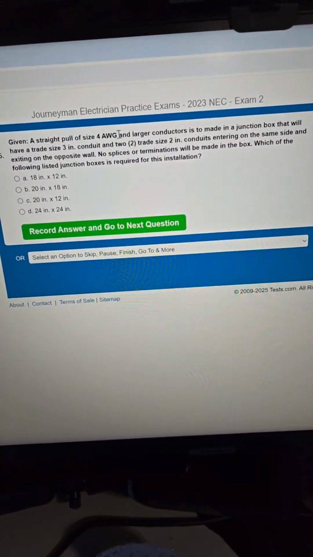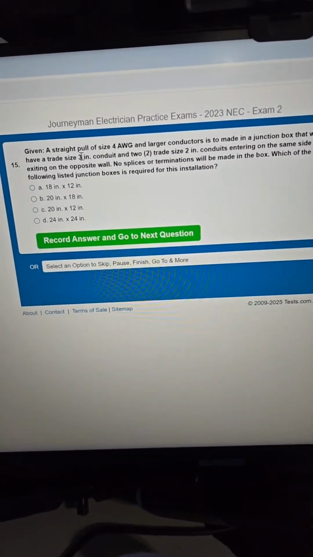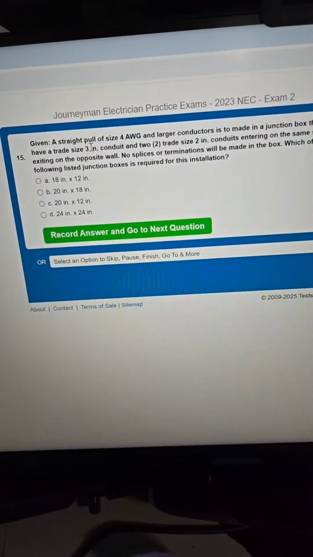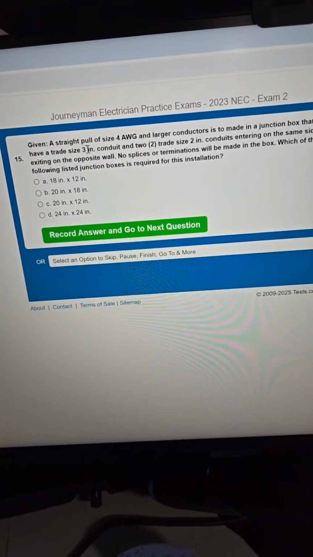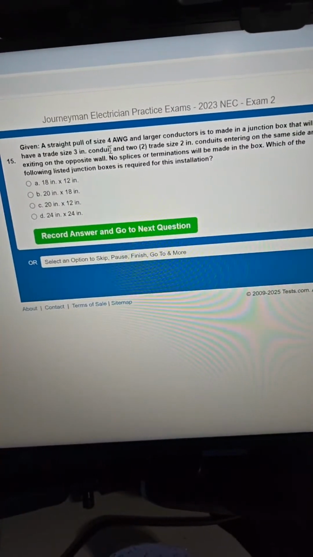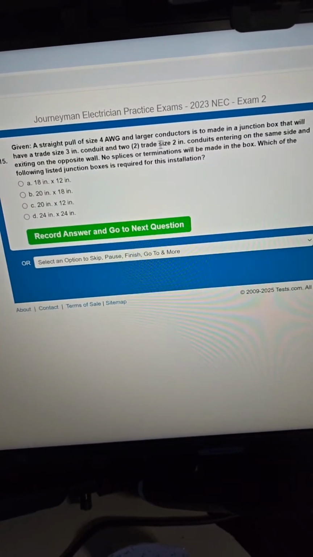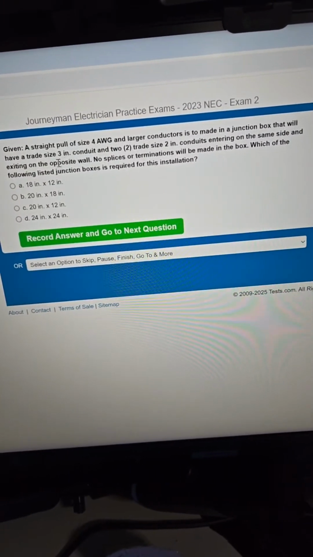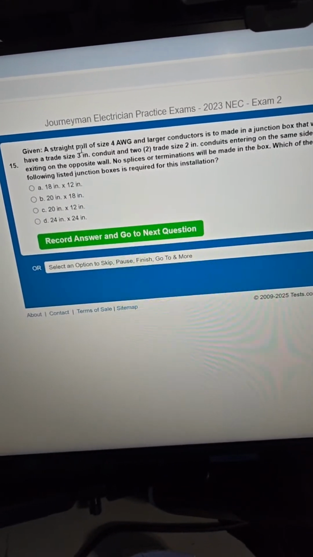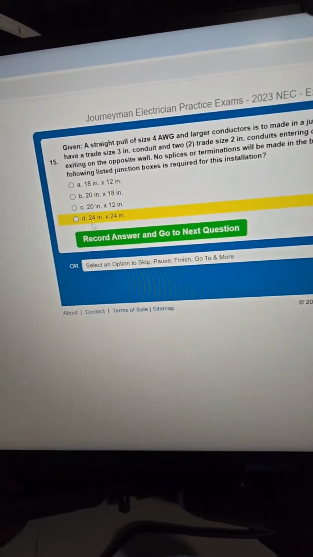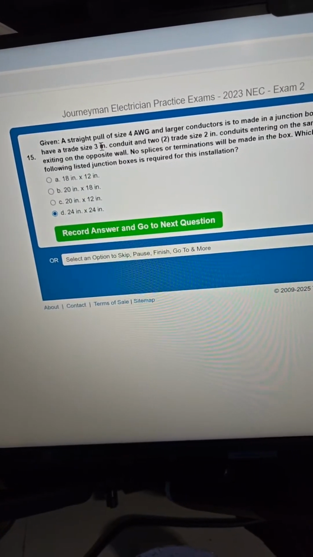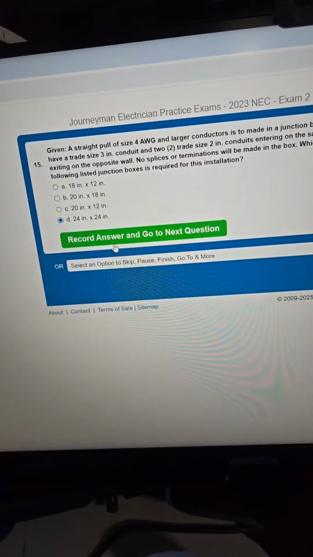A straight pull of number 4. So we made it in a junction box. They'll have a trade size 3. Now the multiplier is 8 here. So we're going to do 8 plus every additional size. So the box will have a trade size of 3-inch, the conduit, and 2 trade size number 2s. So 3 times 8 is 24. And the number 2s are entering the same side and exiting the opposite wall. No splice. So we're only going to go for the larger. We're not doing an angle pull. So it should just be 3 times 8 is 24. So I'm going to go 24 by 24. 3-inch. 3 times 8, 24. Yeah.